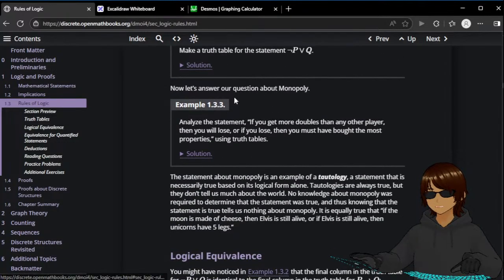Wait, let's answer a question about Monopoly. Analyze the statement: if we get more doubles than any other player. Okay, let's just skip this. The statement about Monopoly is an example of a tautology, a statement that is necessarily true based on its logical form alone. Tautologies are always true, but they don't tell us much about the world. No knowledge about Monopoly was required to determine that the statement was true, and thus knowing that the statement is true tells us nothing about Monopoly.